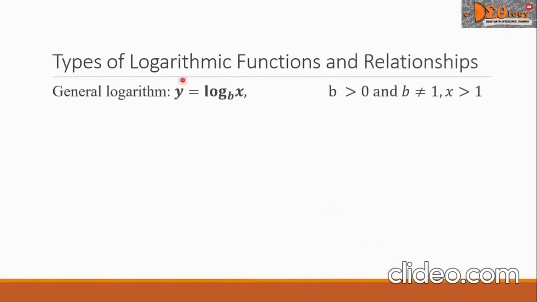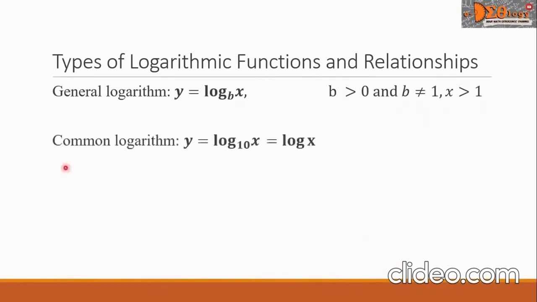There are types of logarithmic functions and relationships. The first is the general logarithm, where we see y equals log of x to base b. The condition is b must be greater than 0, or we say b is positive, and b is not equal to 1. Also, x must be greater than 0.